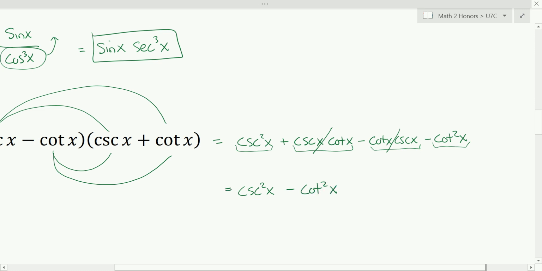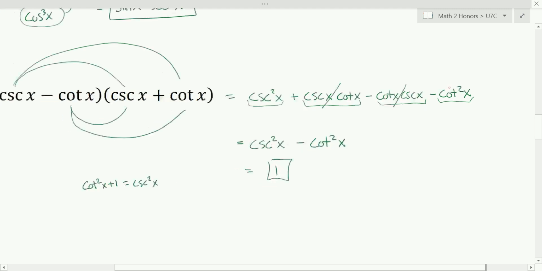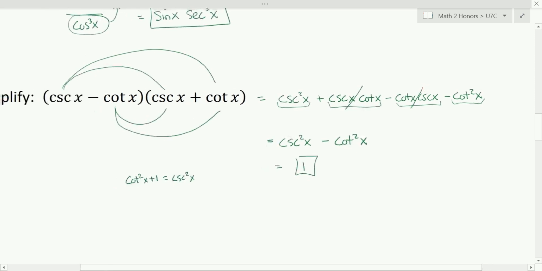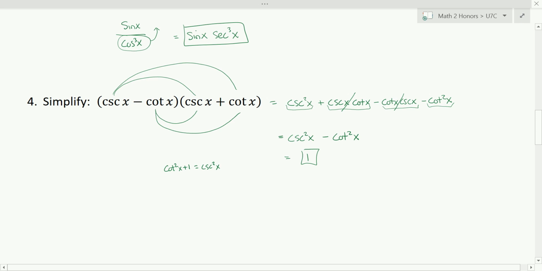And now you should be thinking, okay, Pythagorean identities. There's one going to work here for us. And we know that the cotangent squared plus 1 is cosecant squared. So can we change that to make it cosecant squared minus cotangent squared? And if we do, what's it going to be equal to? 1. And so that simplifies kind of nicely for us. Just a 1. So here's a case where multiplying had to happen in order to simplify. Okay.